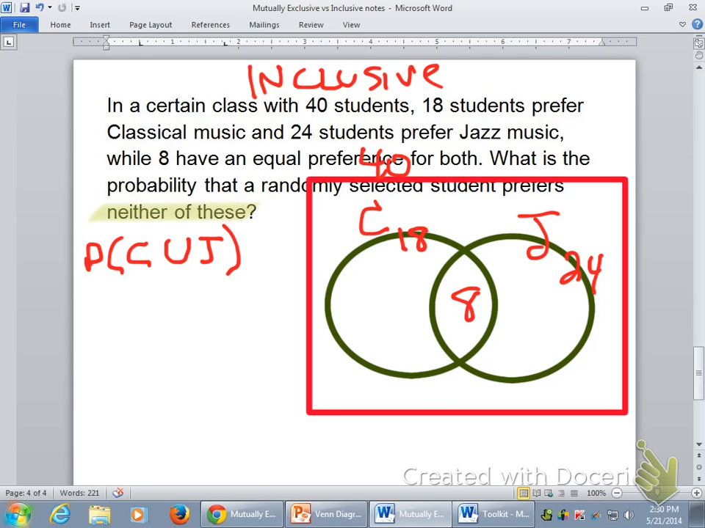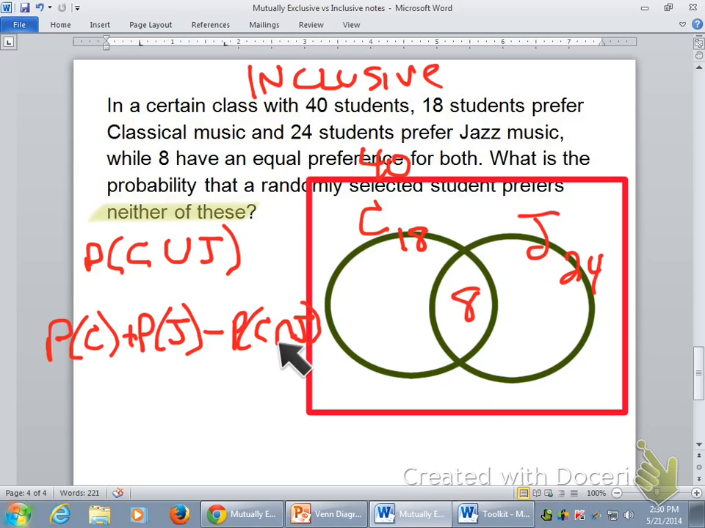So I'm going to do the probability that they're in classical. I'm going to add the probability that they're in jazz. But I'm going to subtract any that are in classical and jazz at the same time. So that's going to be minus the probability that they're in classical and jazz. I know that got a little sloppy, so make sure you can see that. Probability of classical and jazz.